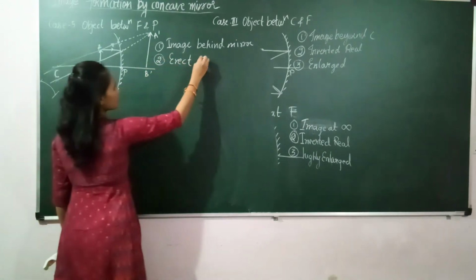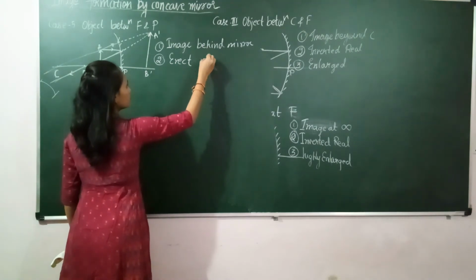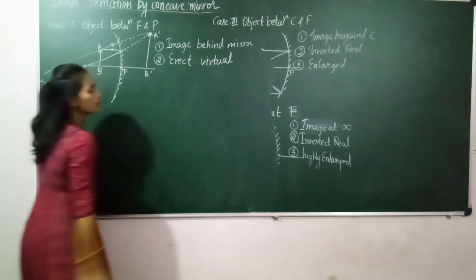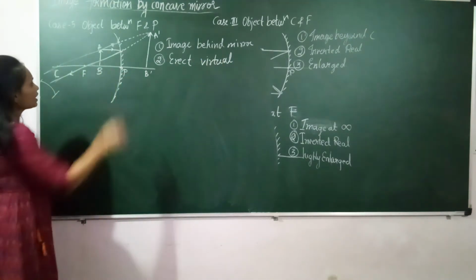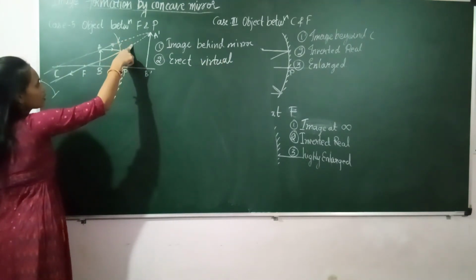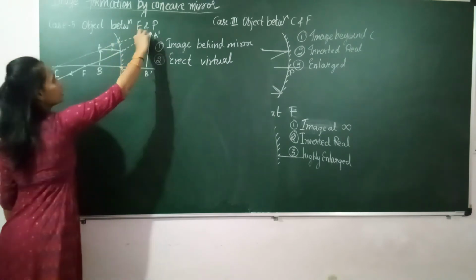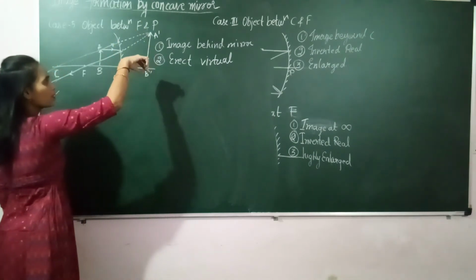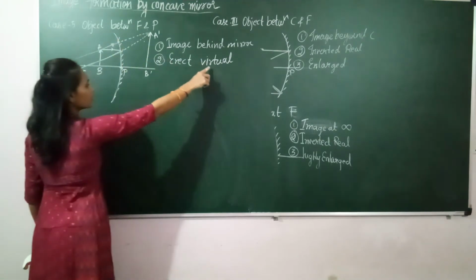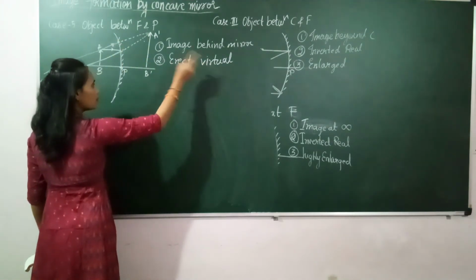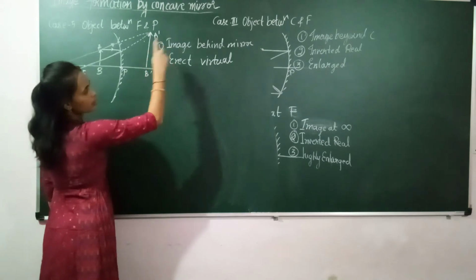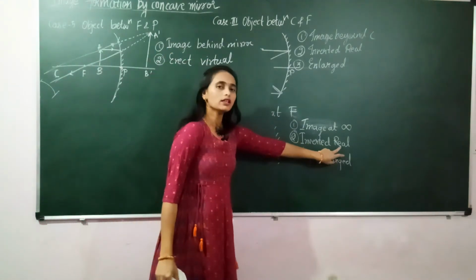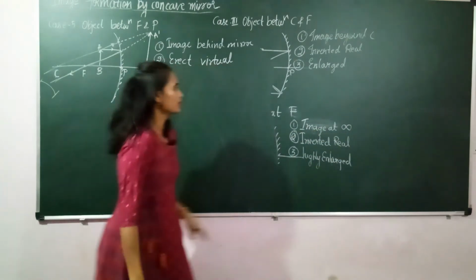Always, erect images are virtual. Why we write it as virtual: these two rays are not actually meeting, but we are extending the rays, and when we extend the rays and get the image, that type of image we call a virtual image. Virtual images are always erect and erect images are always virtual, and inverted images are always real. Real images are always inverted.